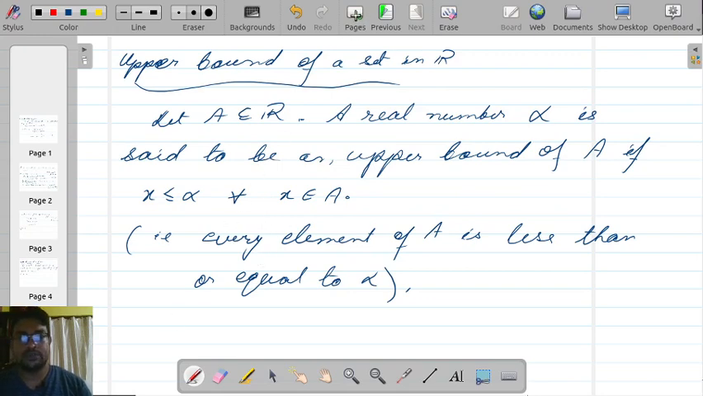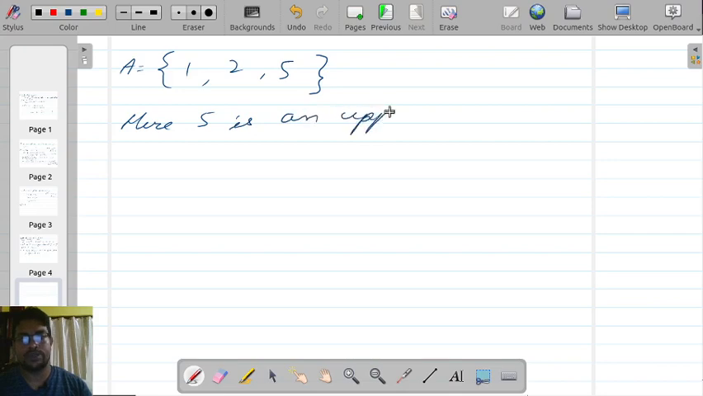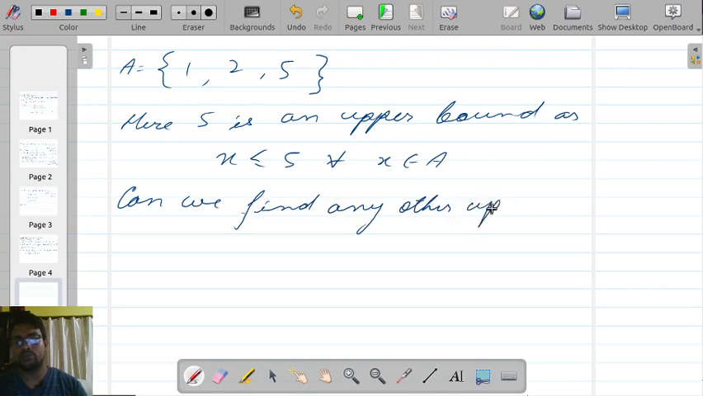Say, for example, A equal to 1 to 5. Then here 5 is an upper bound, right? Because every element of A is less than or equal to 5. x is less than or equal to 5 for all x inside capital A. Can you find out any other upper bound of this set? Can we find any other upper bounds?